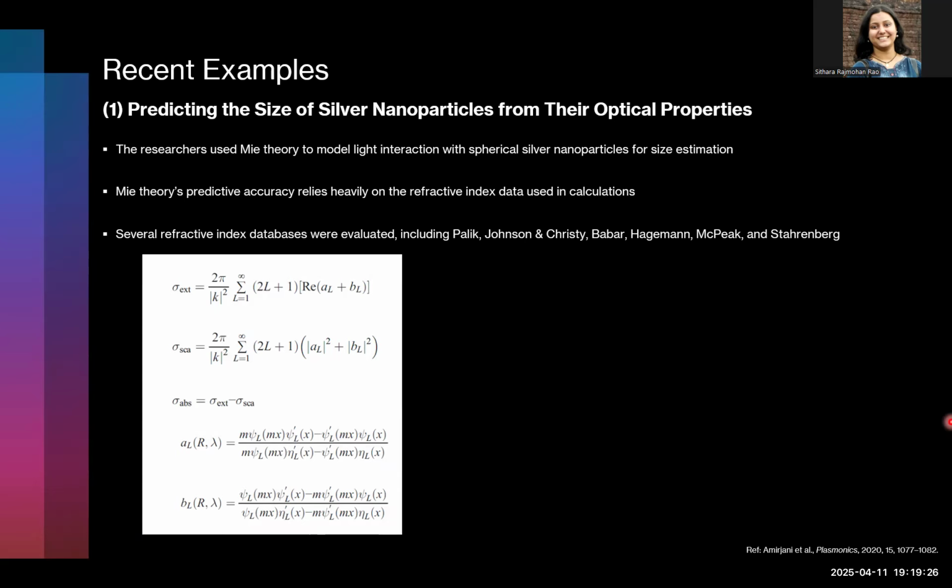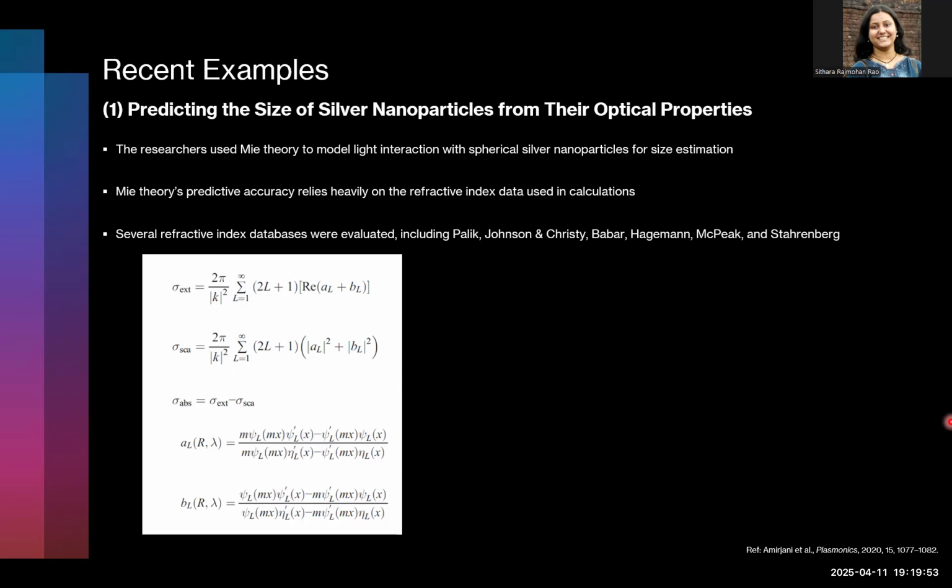So the first three equations that you see are nothing but extinction, scattering, and absorption cross-sections for a spherical particle. The extinction and scattering cross-sections heavily rely on the values of AL and BL. And if you go down, we can see that the AL and BL equations have the repeating value of M. This M is nothing but the relative refractive index of a metal.